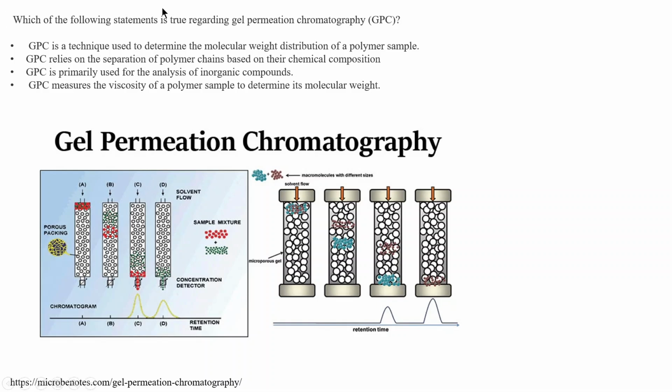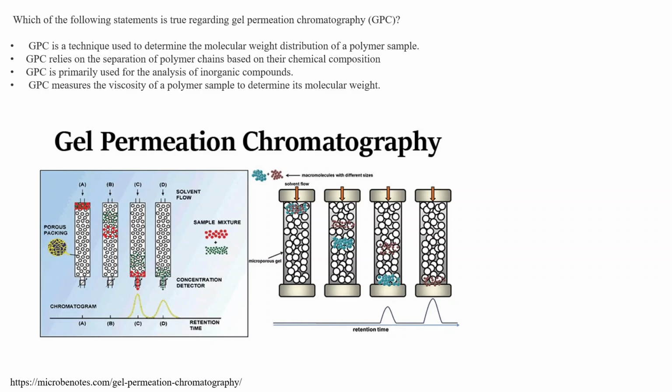And because of that, option one, GPC is a technique used to determine the molecular weight distribution of a polymer sample. It is correct. GPC relies on separation of polymer chains based on their chemical composition is false because there is no chemical reaction being involved here. It is primarily used for analysis of inorganic compounds is also false because polymer molecules are being measured right here.